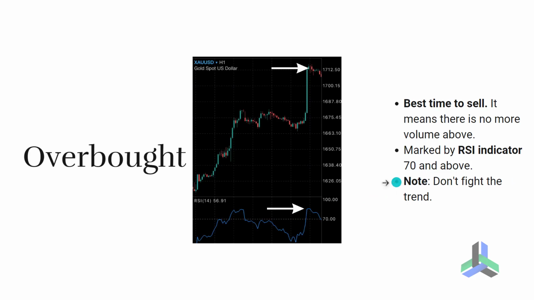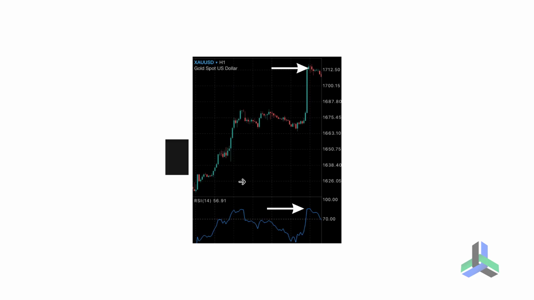Do not fight the trend. The market can still move beyond that, but it's just a term that you hear people use over time, to say the market is overbought. When we say that, it means there's no more volume up there, or the buyers are no longer placing more positions in the market.